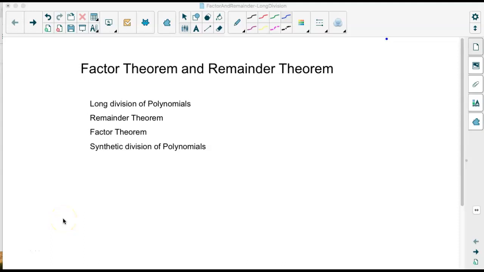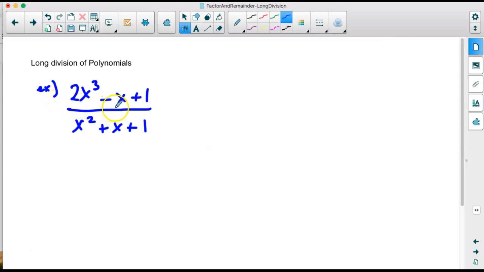In this video, we're going to look at long division of polynomials and the factor and remainder theorem. And we're going to touch on synthetic division also in the end, because it's a little bit easier if you're dividing by x plus or minus a constant. So we'll touch on that at the end, but long division works for everything here, so we're going to go over long division first. So the first thing we're going to do is divide two polynomials.